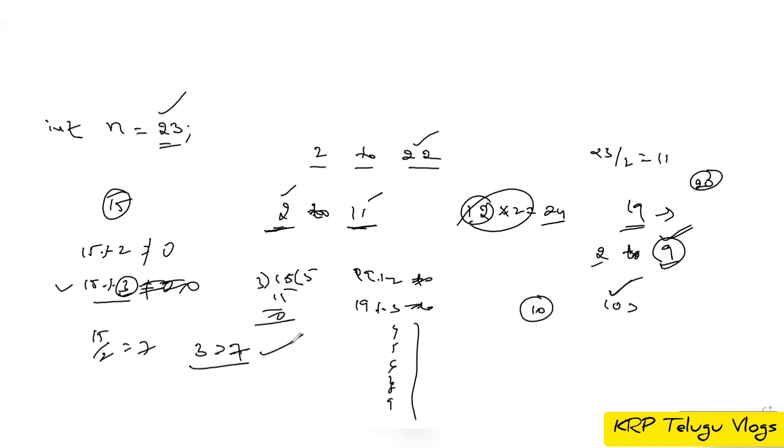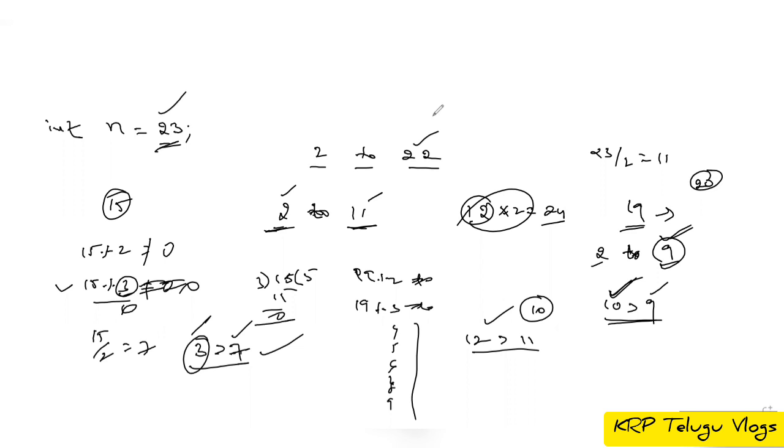If the i value reaches more than this value, then we can say that the number is prime. In this scenario, the i value has reached more than n by 2, that is 9, so the number is prime. Here also the i value has reached 12, which is greater than 11, that is 23 by 2, so this number is prime. In the other scenario, it failed right there. Clear?